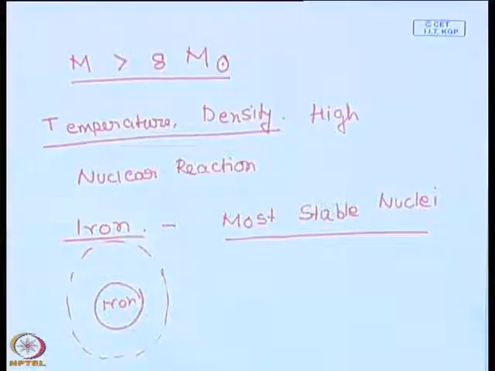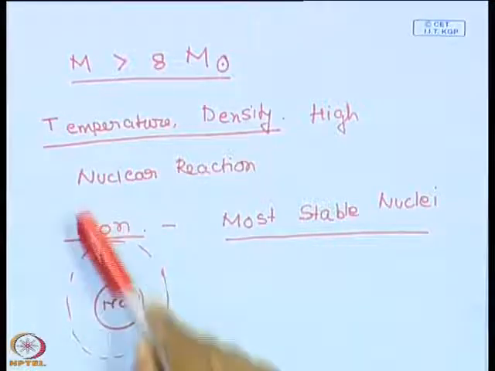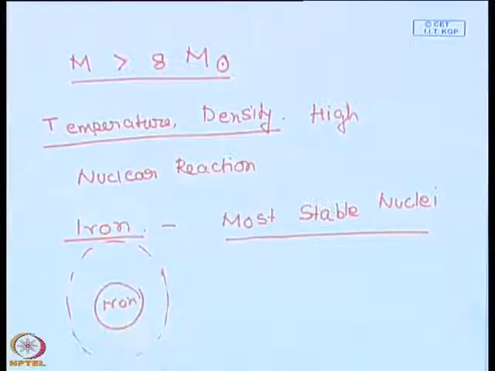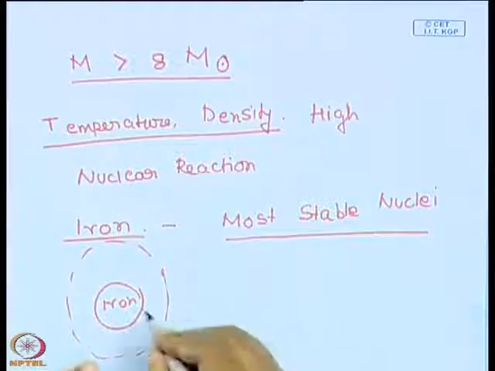So, once you form the iron core, you cannot have fusion anymore. Nuclear fusion will not get you any further. You cannot get any more stable nuclei. Now, once you form this iron core, this core collapses.